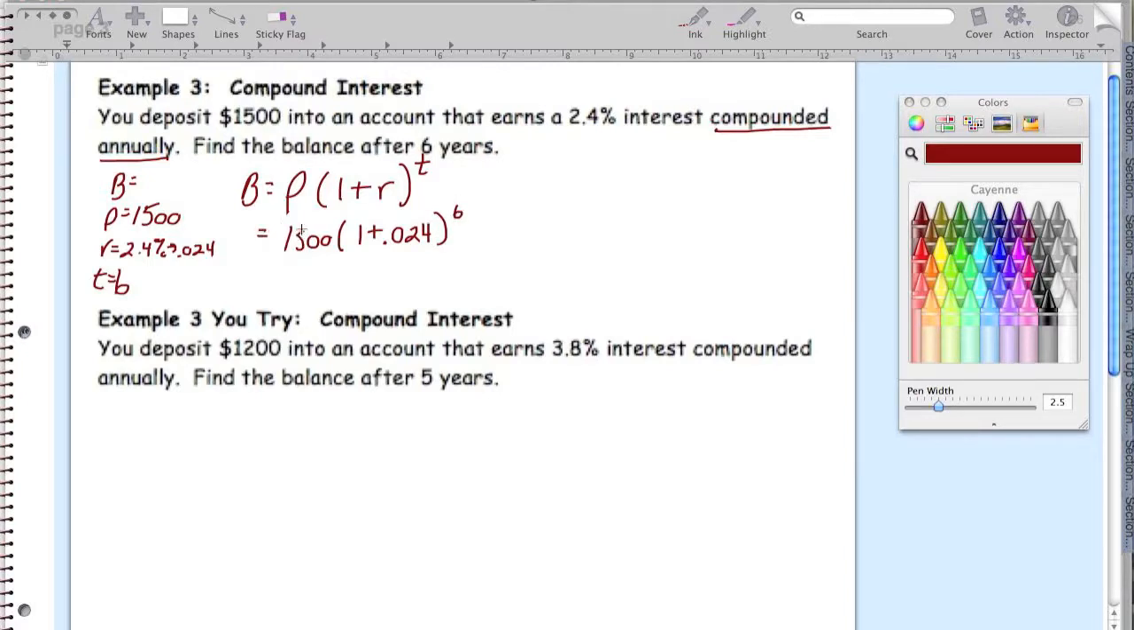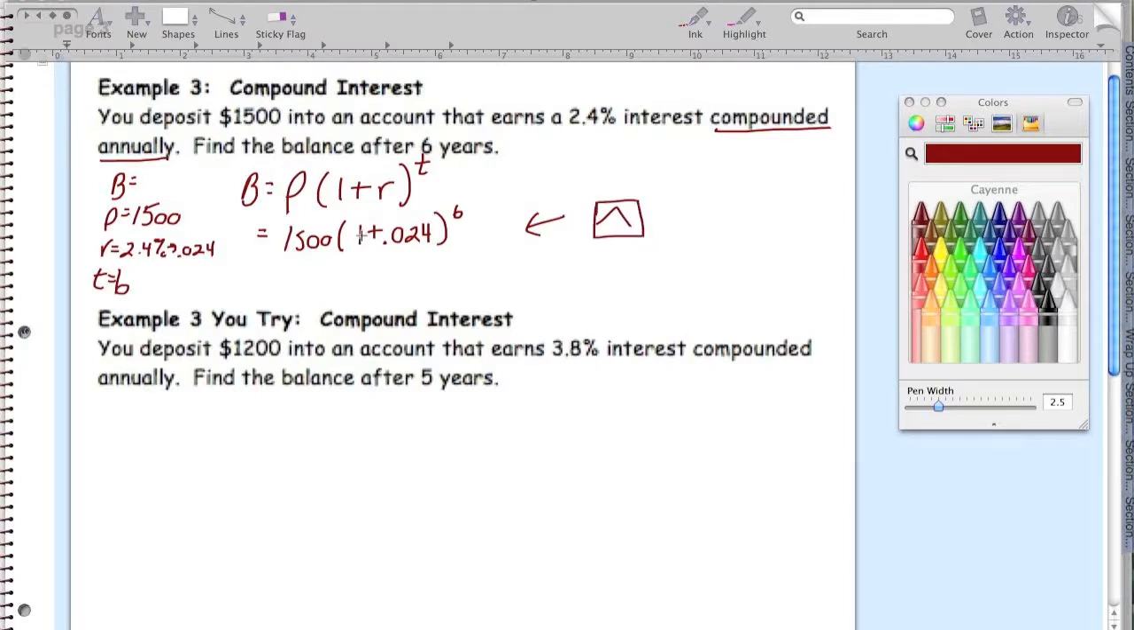as an exponent. Now you have an option. If you want, you can type this whole thing into your calculator straight. Just do 1500 parentheses 1 plus 0.024. And then your calculator for exponents is probably going to be a caret, a button that looks like that.